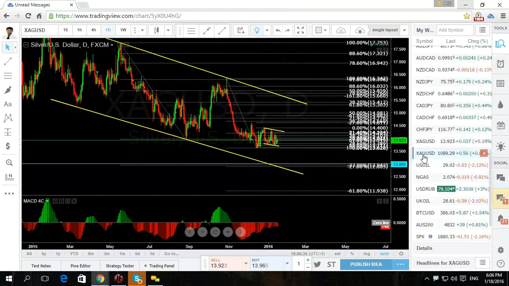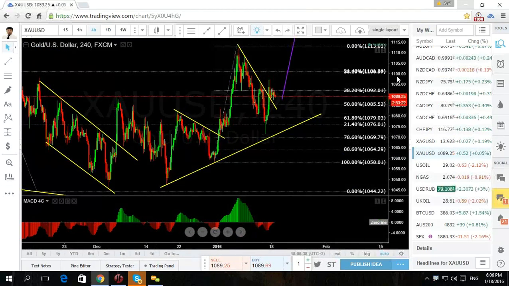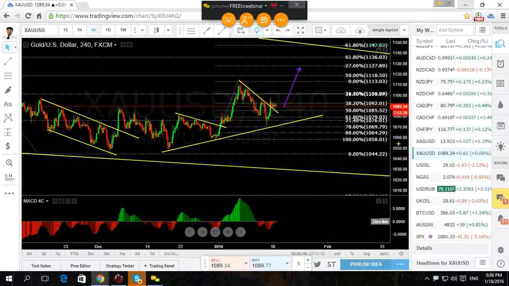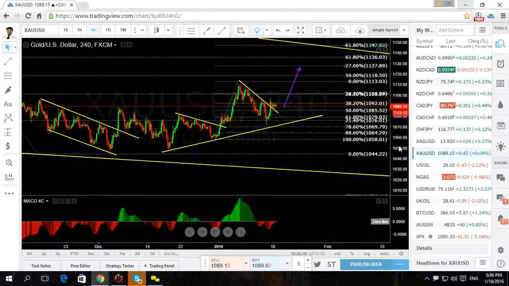Gold, pretty simple. Look at this structure. They're consolidating here. You can see that every time they break, they go, they break, they make some consolidation here, they go. Your stop should be here if you're trading this, right? If you know how to trade that.